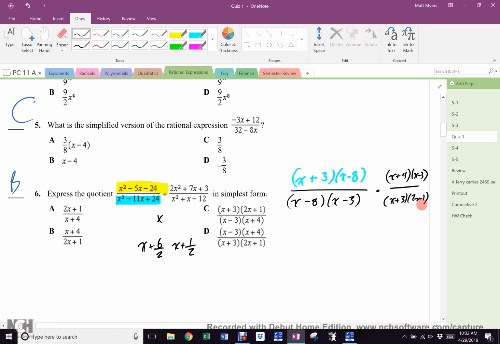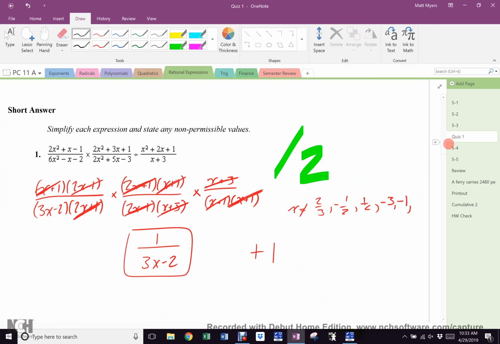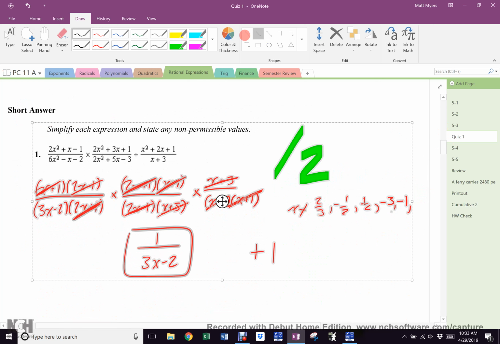Now, all you're doing is canceling. x minus 3, x minus 3. x minus 8, x minus 8. x plus 3, x plus 3. What's left? x plus 4 over 2x plus 1. B. Now, turn the page over and we'll go over this. It's out of 2.